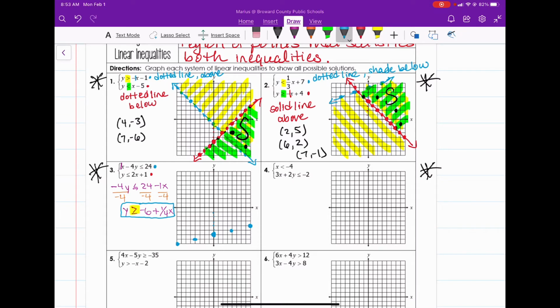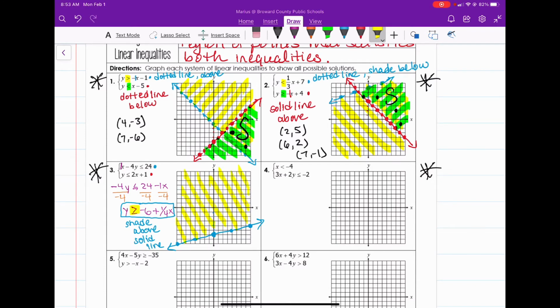Now let's take a look at the inequality symbol. We know we're going to have to shade above because it's greater than, and it's going to be a solid line because it has the equal to. So solid line and shade above. Shading above. There we go.